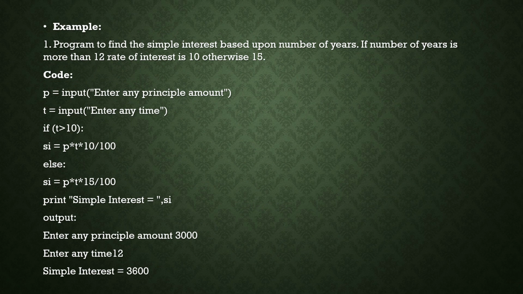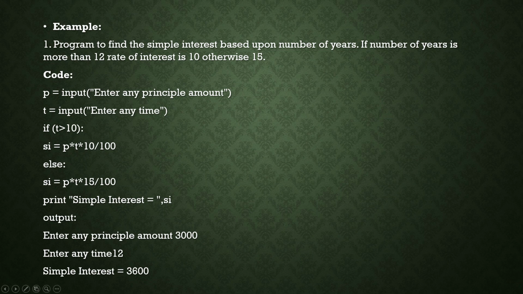See, coding will be, so we need to access principal amount and time. P equal to input, enter any principal amount, and T equal to input, enter any time. See, here condition is used, we can use if T is greater than 10. So what do you mean by greater than 10? Actually not greater than 10, it should be greater than 12. So small program mistake is there.